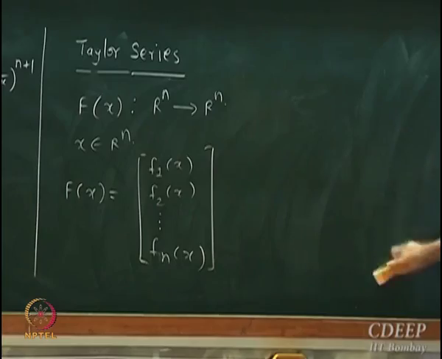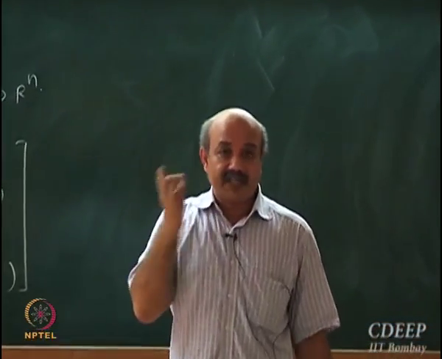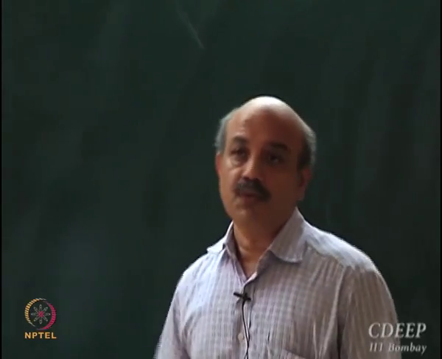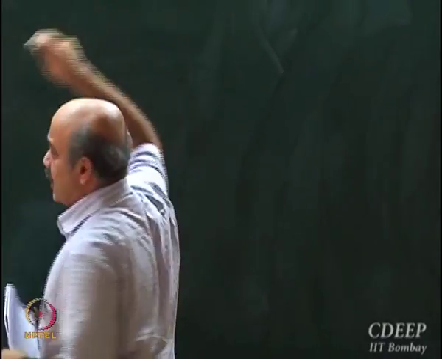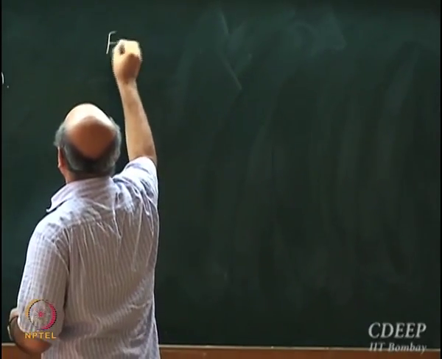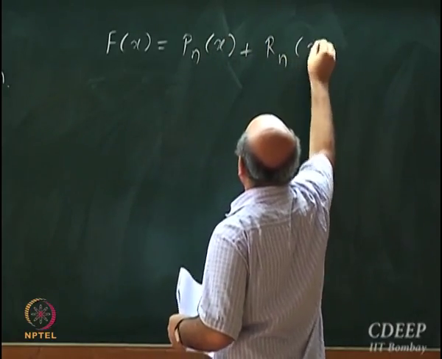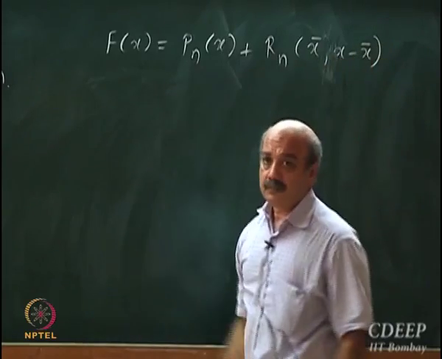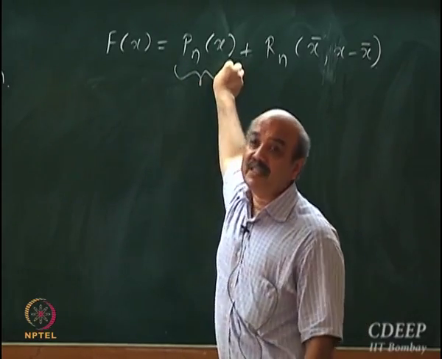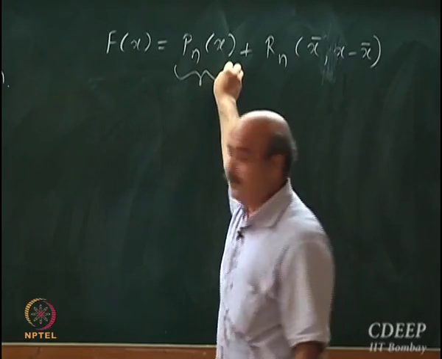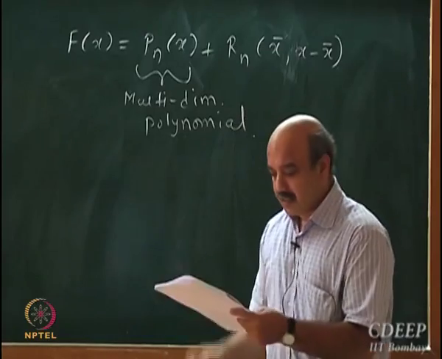Typically we use first or at the most second derivatives, we don't really get into higher derivatives, but first and second derivatives of these function vectors prove to be very useful in developing a lot of methods. So what I'm going to say here is that, just like the scalar case, I can write f of x as pn(x) plus rn(x). Now this is a polynomial, but this is a multi-dimensional polynomial. This is not a one variable polynomial. How do you construct this?